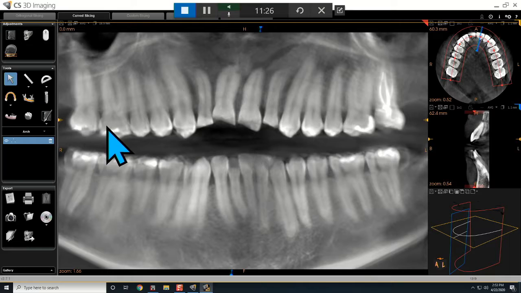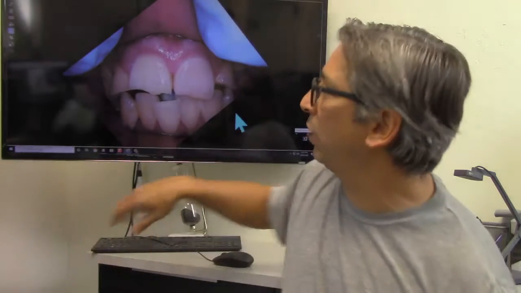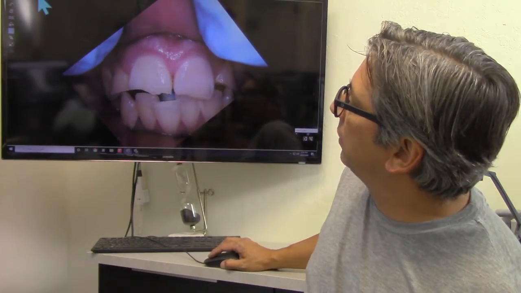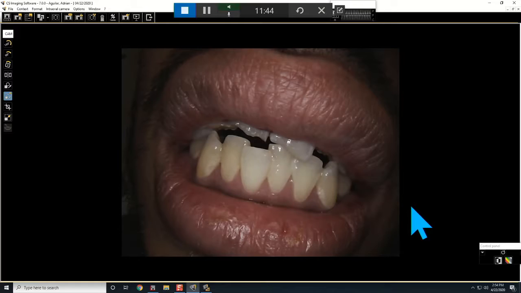Outside of that, the rest of his teeth look pretty normal. He was asking more about his lower front teeth, and here comes more treatment planning. So his treatment on his front teeth, let's see if we have a better picture here on his lower front teeth. They're a little out of alignment.